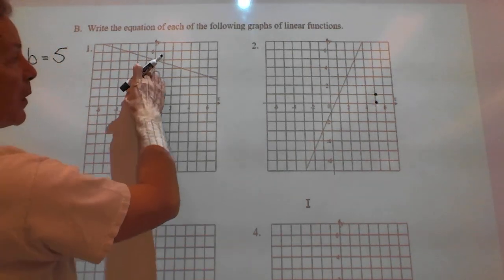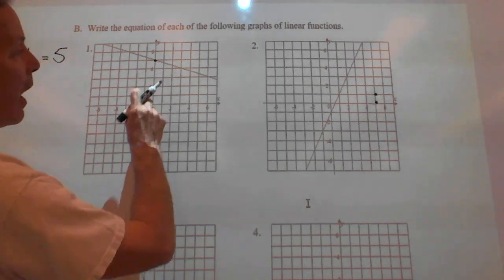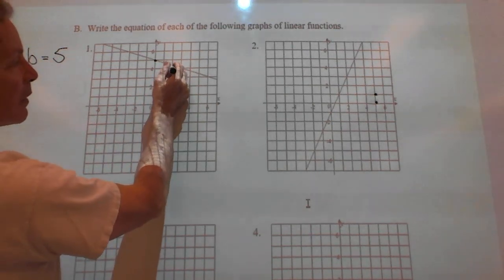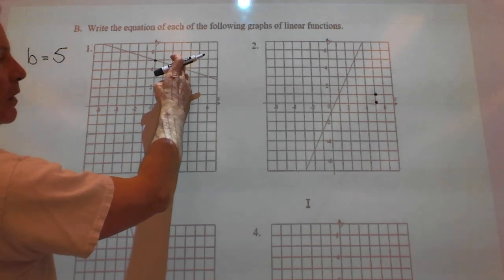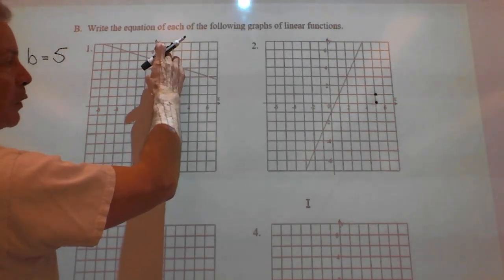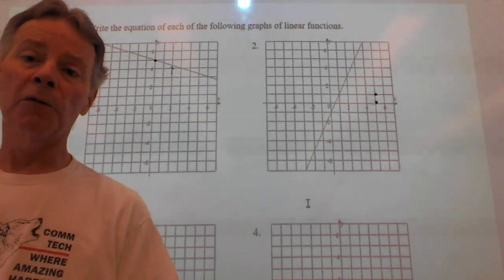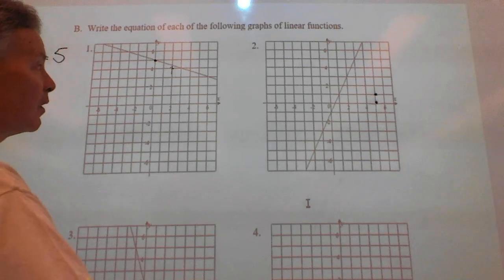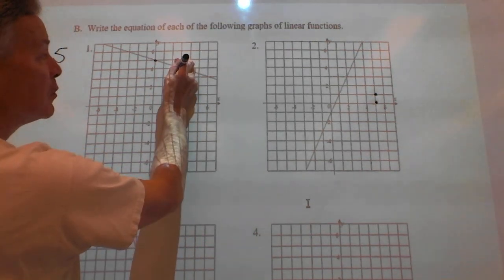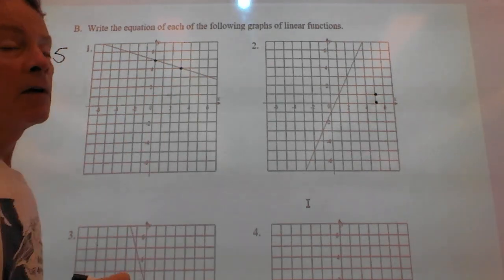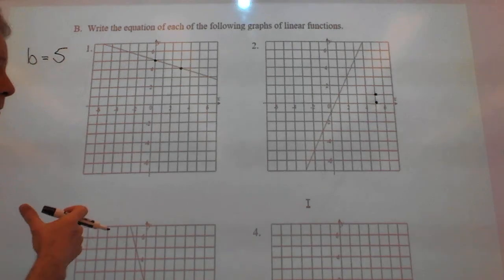Always choose points that are easy to figure the coordinates for. So, I would never choose this point here, because I know it's between 4 and 5, but I don't know if it's 4.2 or 4.3 or whatever, okay? So, be nice to yourself. Choose places where the coordinates are easy to figure out, okay?